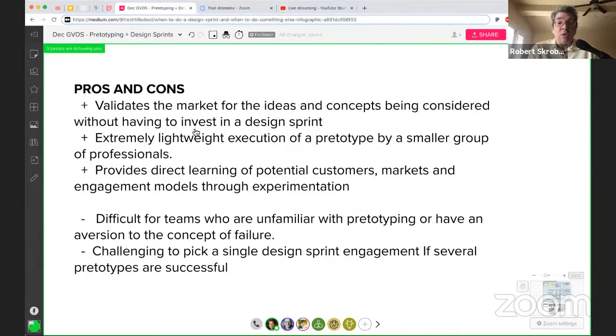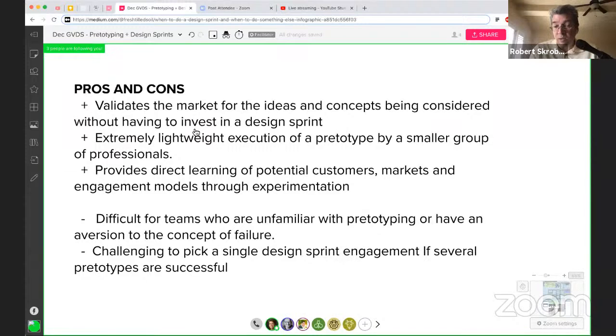It's a lightweight execution that has a smaller group of professionals. In an enterprise environment, it could just take 2 people, and then they work with subject matter experts to refine their prototype. And then they have a list of different experiments that they can select to execute, collaborating with different people. And you get direct learning from potential customers and markets on what they're after. You have direct access to them. It's going to be no filter, no opinions, no anything else.